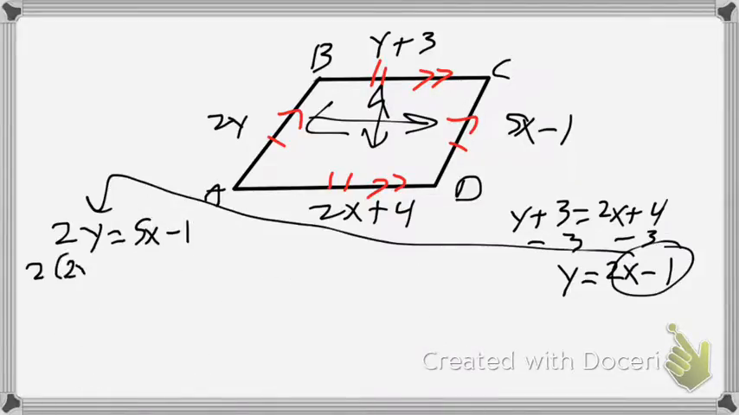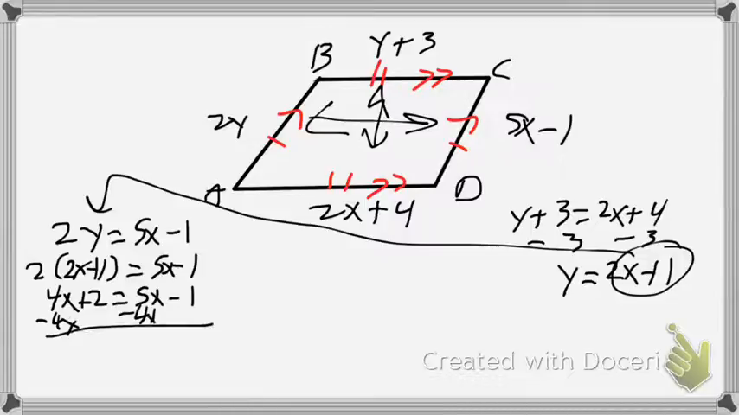Now that we have y equals 2x minus 1, we can go and plug it over into the y on the other equation. Remember, substitution. Substitution in systems of equations. So we go 2 times 2x minus 1. It's actually a plus 1, and I'll fix it in just a second. There we go. And so I'm going to subtract 4x from both sides, and I get 2 equals x minus 1.